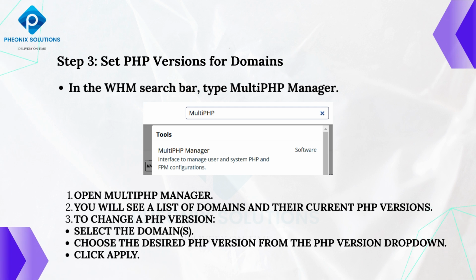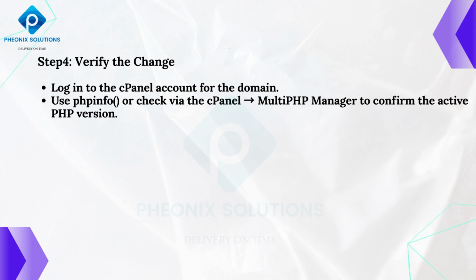Step 3. Set PHP versions for domains. In the Web Host Manager search bar, type Multi-PHP Manager. Open Multi-PHP Manager. You will see a list of domains and the current PHP versions. To change a PHP version, select the domains. Choose the desired PHP version from the PHP version drop-down. Click Apply.